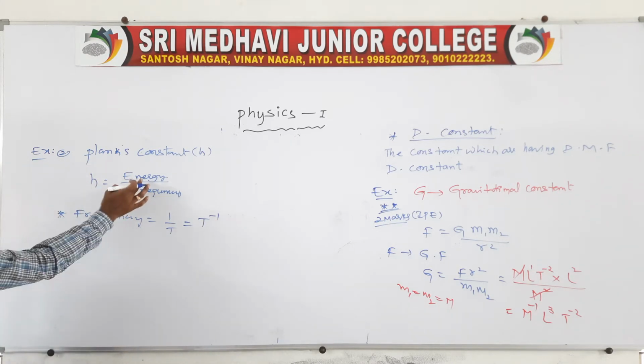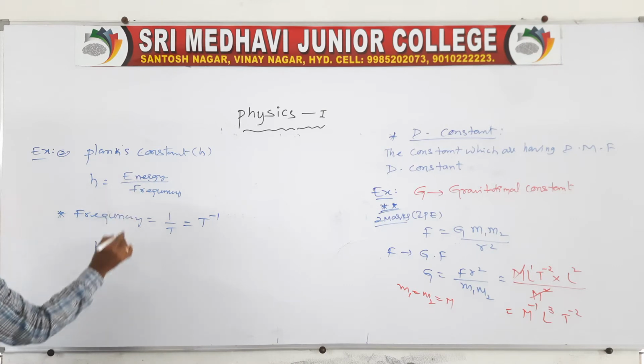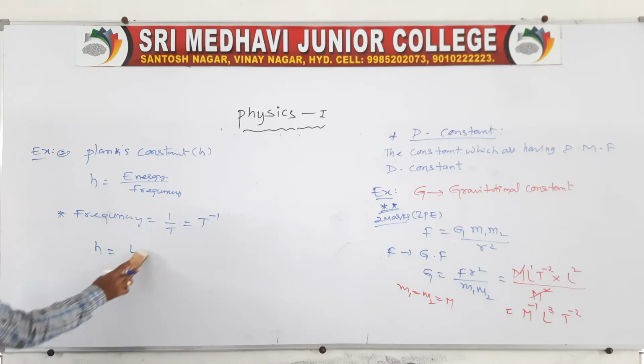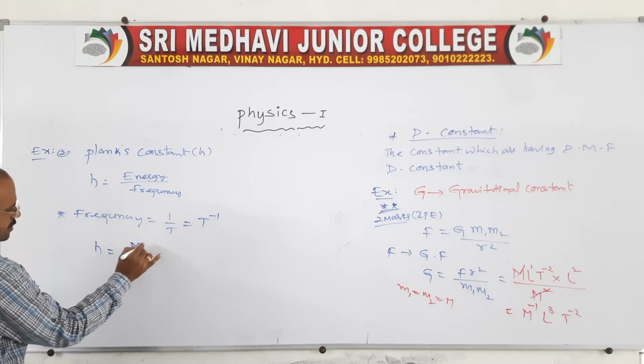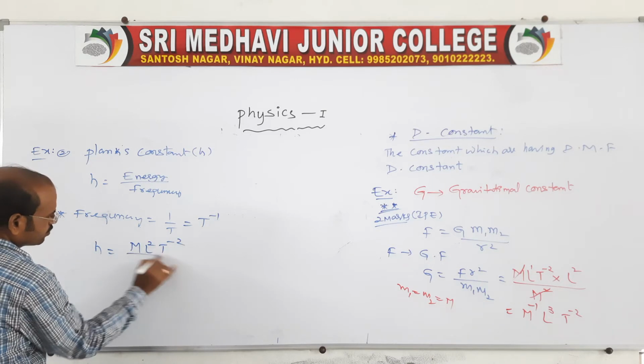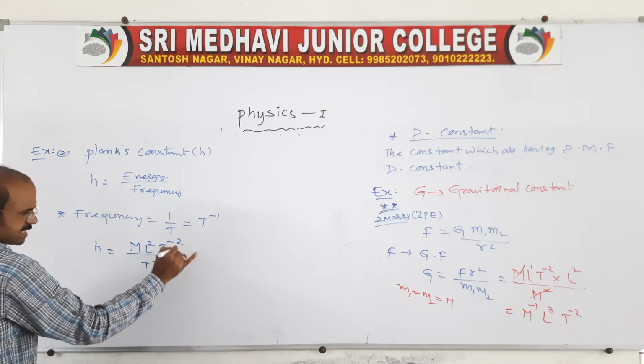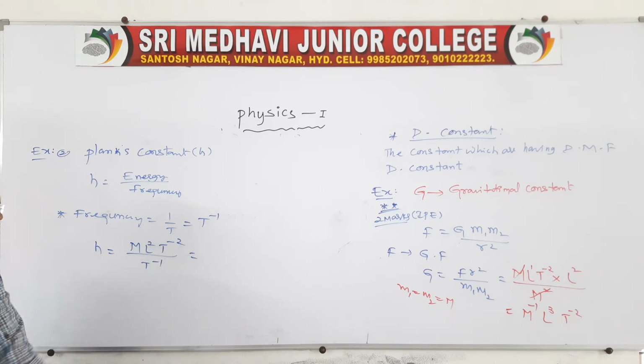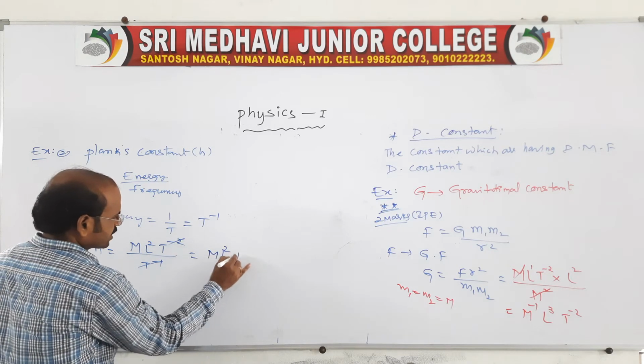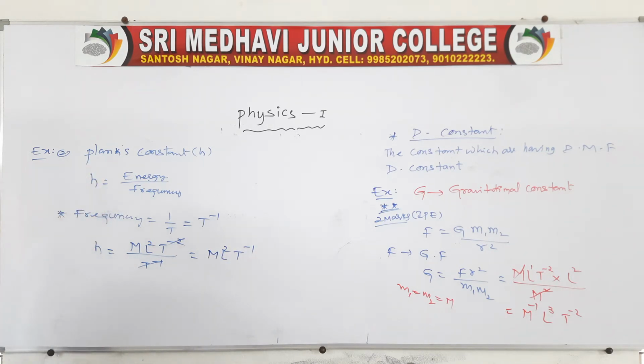Now you go for h, that is h is equal to energy. We know that from yesterday's previous class, that is ML square T power minus 2 by T power minus 1. You take this T from denominator to numerator, or else you cancel this, then we'll get ML square T power minus 1. So this is the Planck's constant dimensional formula. It is another example for the dimensional constant, right?